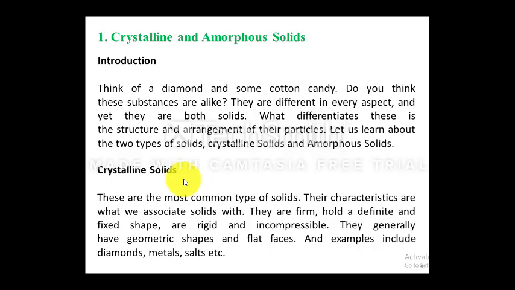So what are crystalline solids? These are the most common type of solids. Their characteristics are that they are firm, hold a definite and fixed shape, and they are rigid and incompressible. Generally they have a geometric shape and flat faces. The examples of crystalline solids include diamond, metals and salts.